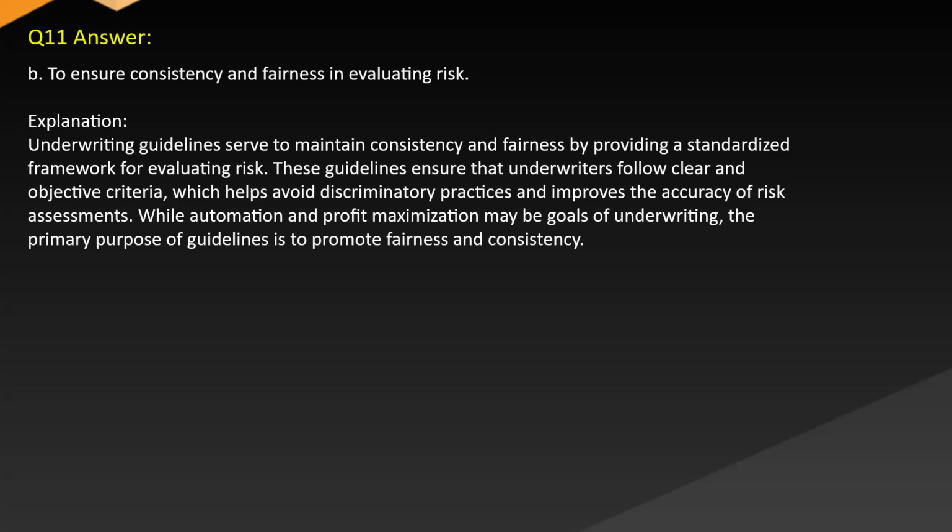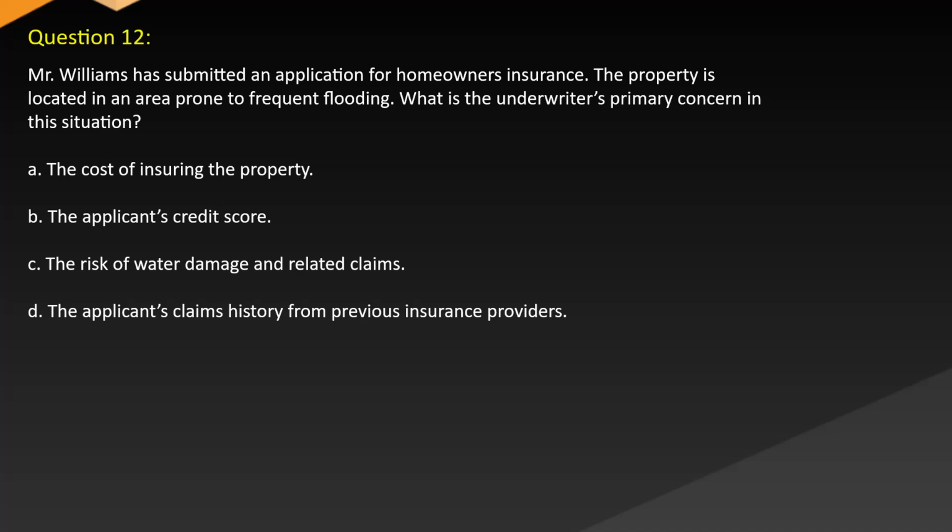Answer B. To ensure consistency and fairness in evaluating risk. Explanation. Underwriting guidelines serve to maintain consistency and fairness by providing a standardized framework for evaluating risk. These guidelines ensure that underwriters follow clear and objective criteria, which helps avoid discriminatory practices and improves the accuracy of risk assessments. While automation and profit maximization may be goals of underwriting, the purpose of guidelines is to promote fairness and consistency.